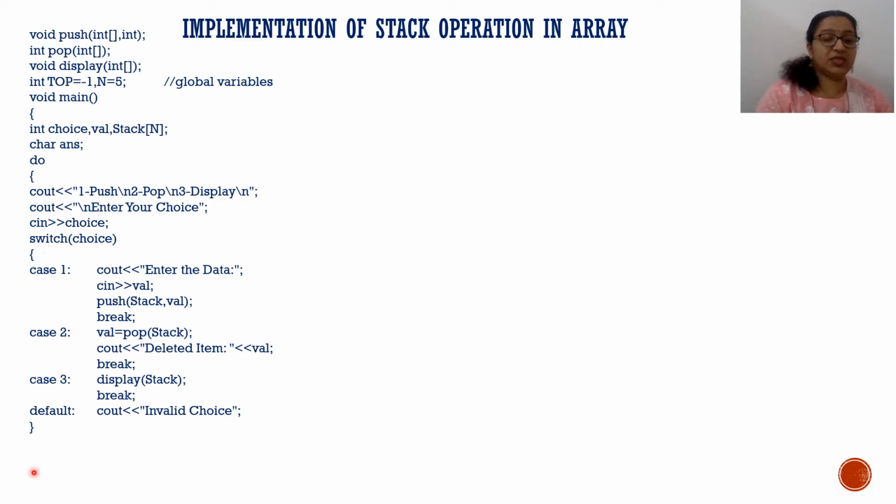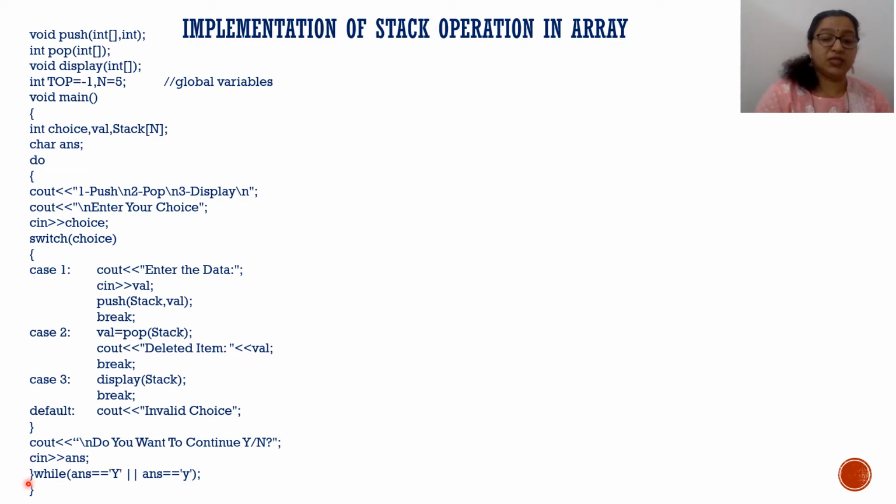So switch statements are over now. Then what is the next statement? C, do you want to continue? Say yes or no. So C in answer. We are giving the message to the user: do you want to repeat this function or not? So C in answer. The user will give yes or no, Y or N.